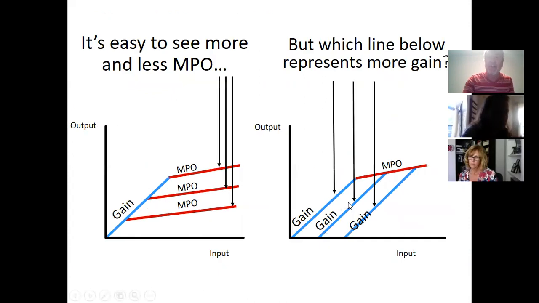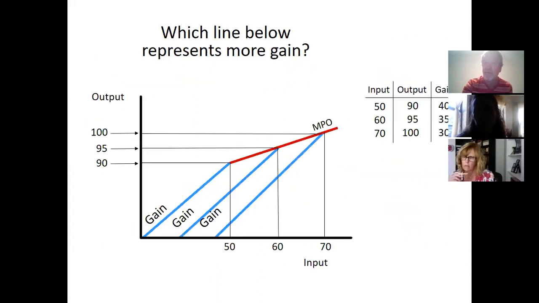What's interesting to note is that it's easy to see more and less MPO on the left. But which line here represents more gain for soft sounds? This is the trick. Look at this picture here. Is it this line or is it this line? Which one represents the most? Wasn't it the left that was the most gain? Yes, it is. Look at the picture here. This picture just lays it out for you.